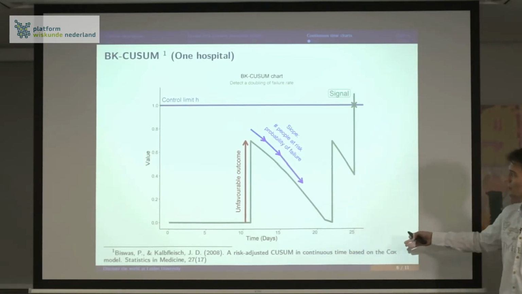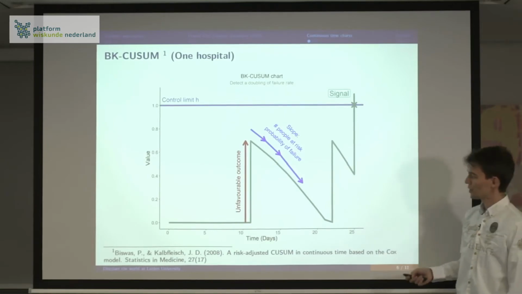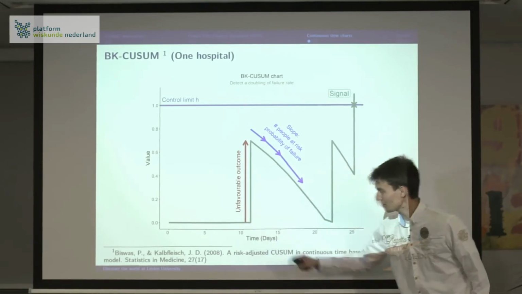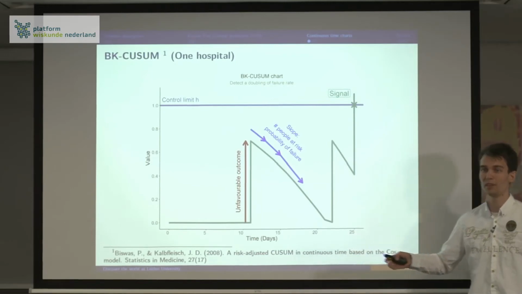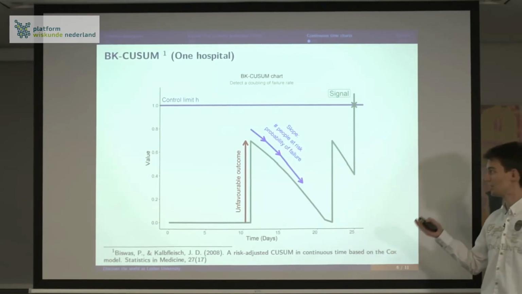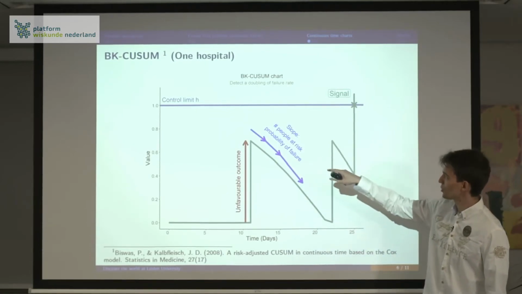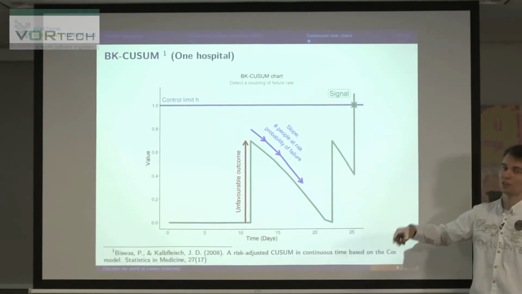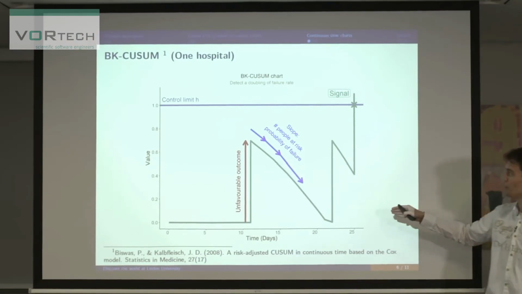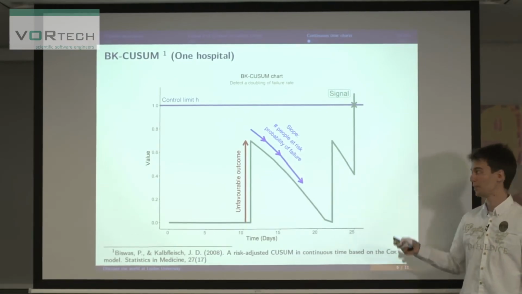On the y-axis, we have the value of the chart. And you can see on day 11, we had an unfavorable outcome. In this case, that would be a failure of a prosthesis. And then the value of the chart goes up and afterwards it slopes down, depending on the number of people at risk at that time point and their probability of failure at that time point.